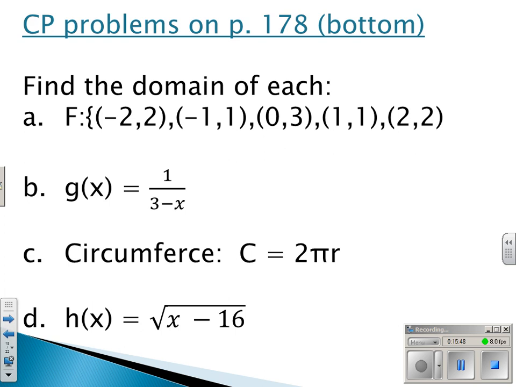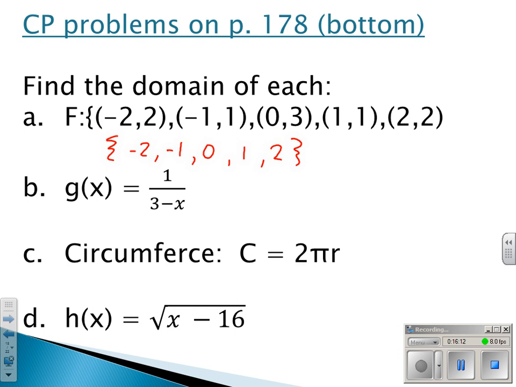So let's take a look at these couple of examples. They're printed in your textbook on the bottom of page 178. For letter A, find the domain of each. All right, so the domain are the inputs. What are your inputs? In the first point, -2. Second point, our input or our x is -1. And then 0, 1, and 2.